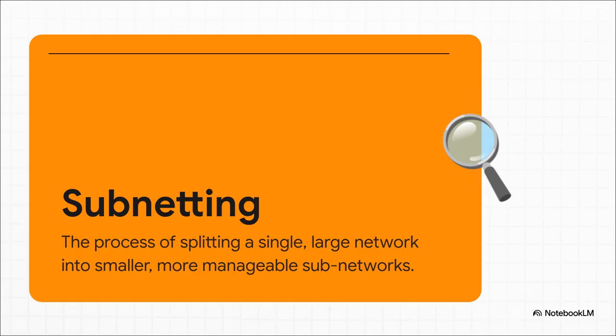At its heart, this is all subnetting really is. You're just taking one big network, let's say it has 256 addresses, and you're chopping it up into smaller, more manageable pieces. You might split it into 2 subnets, or 4, or maybe 8. It's absolutely essential for security, performance, and just keeping things organized.